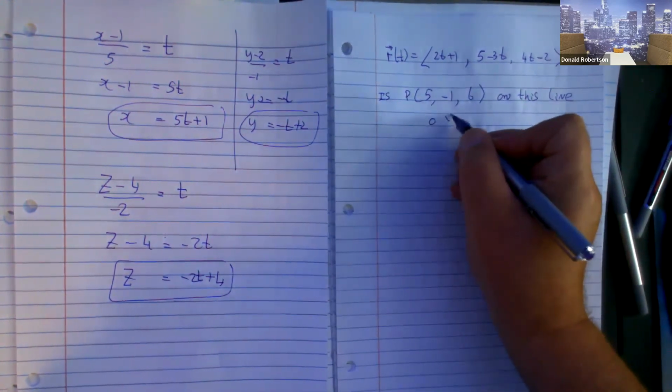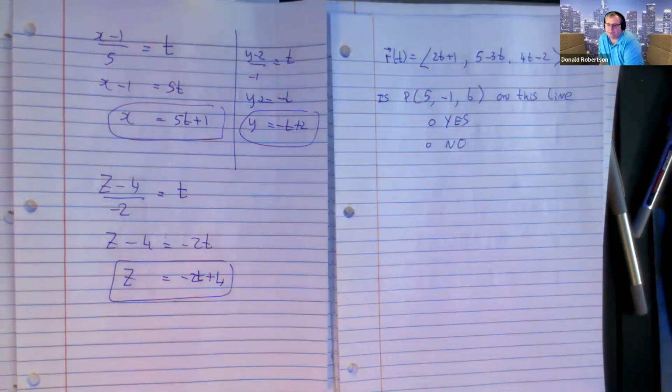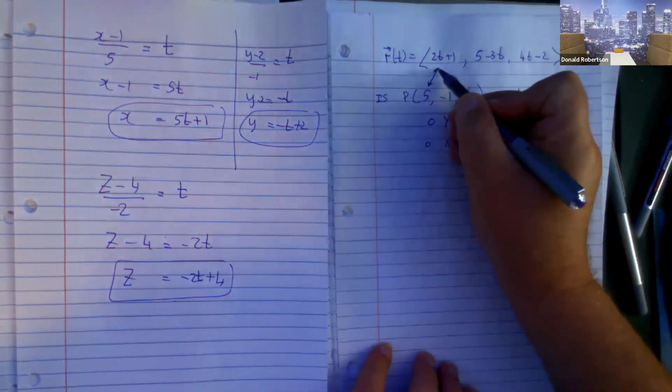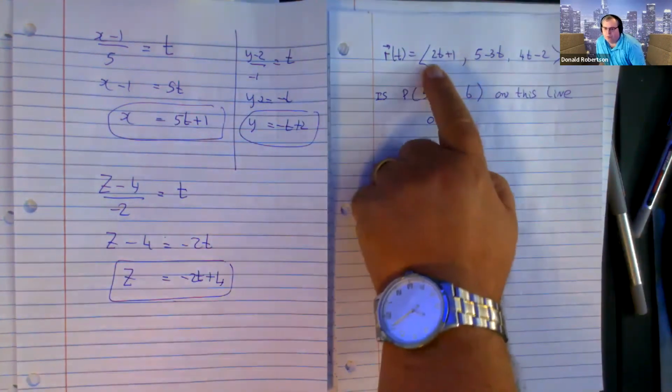So the answer is going to be yes, it is, or no, it's not, right? So if you are the equation of a line, shouldn't you be able to answer that pretty straightforward question? Is this point on that line or not? Now, it's nothing like how you would deal with a similar question in 2D, right? It's a different kettle of fish here. So what I'm going to do is match the x coordinate of P, which is 5, with this equation.